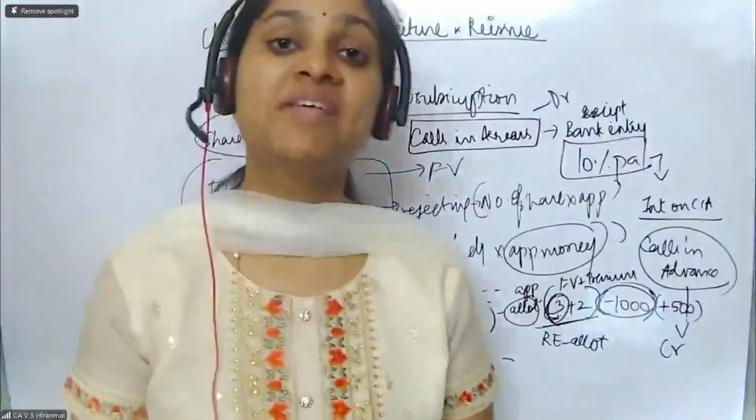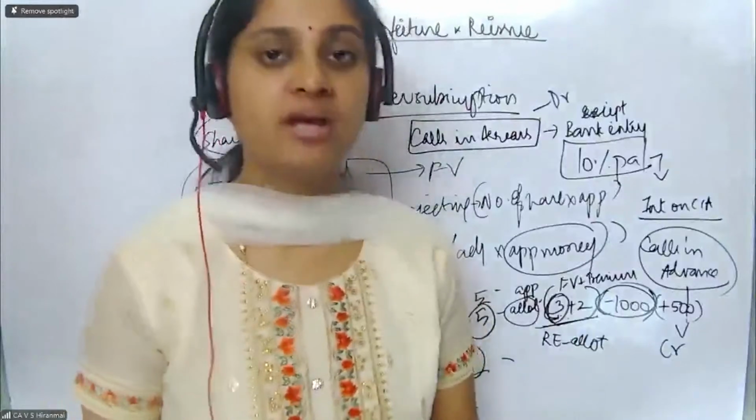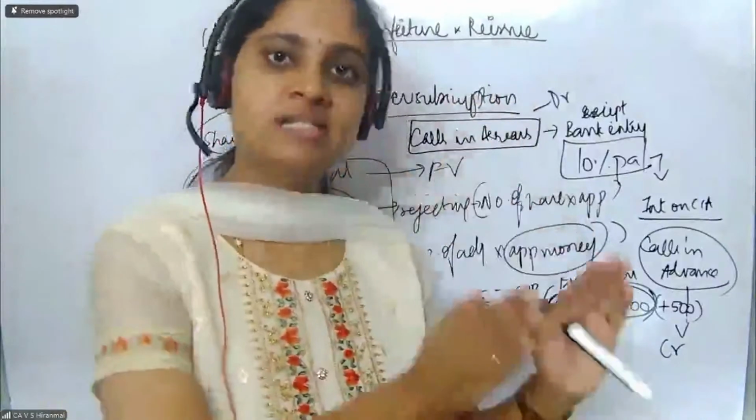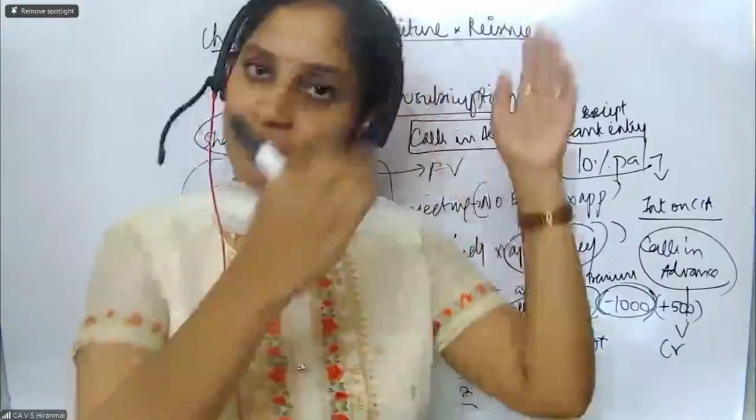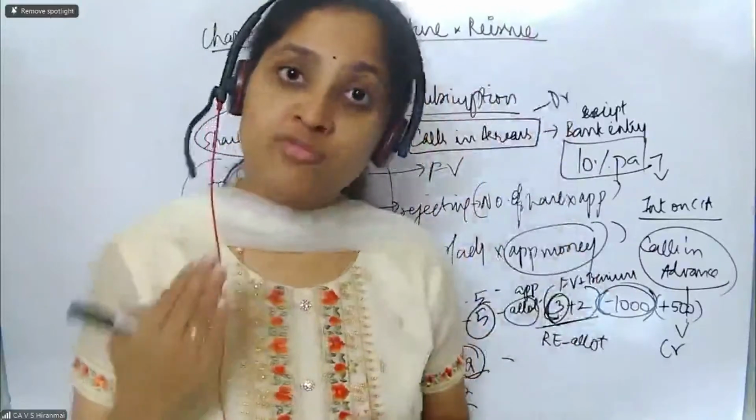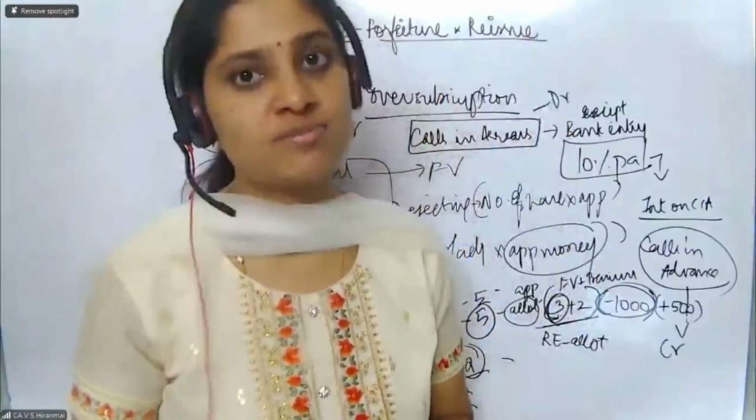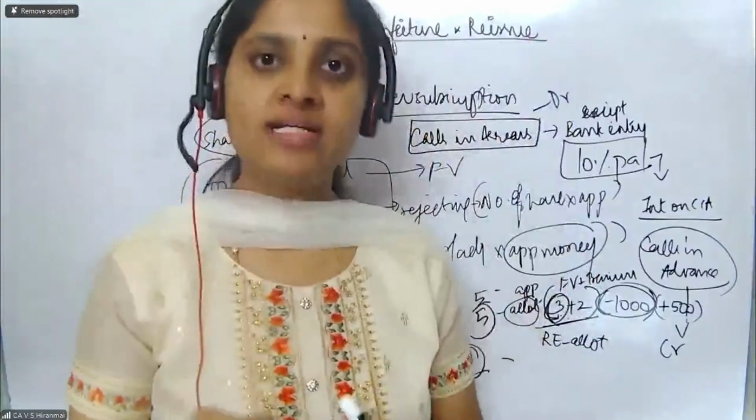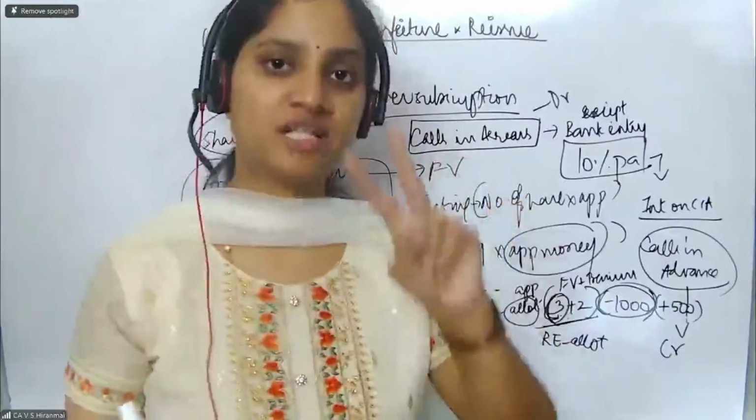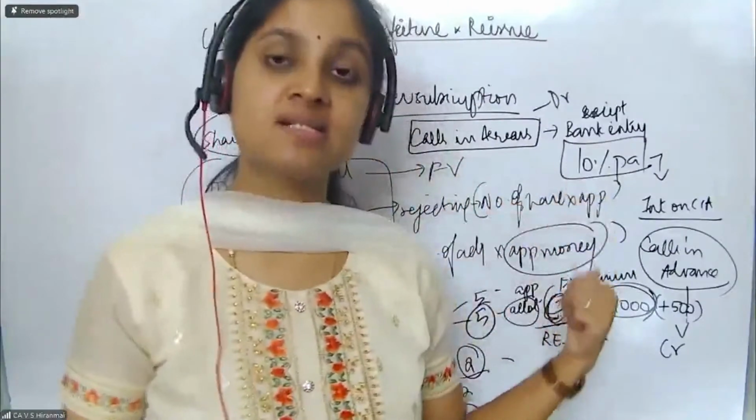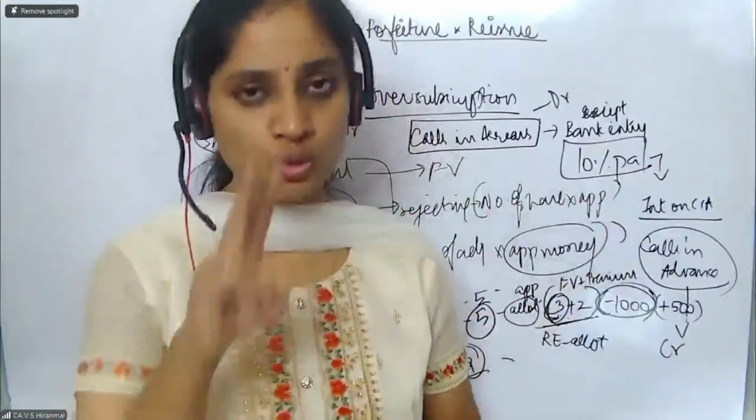So this way, we have seen one illustration which spoke about both calls in arrears and calls in advance. So we passed the entries. We also found out how much the interest was being charged. And for the interest, we passed four different entries. Two entries for calls in arrears interest, two for calls in advance interest.